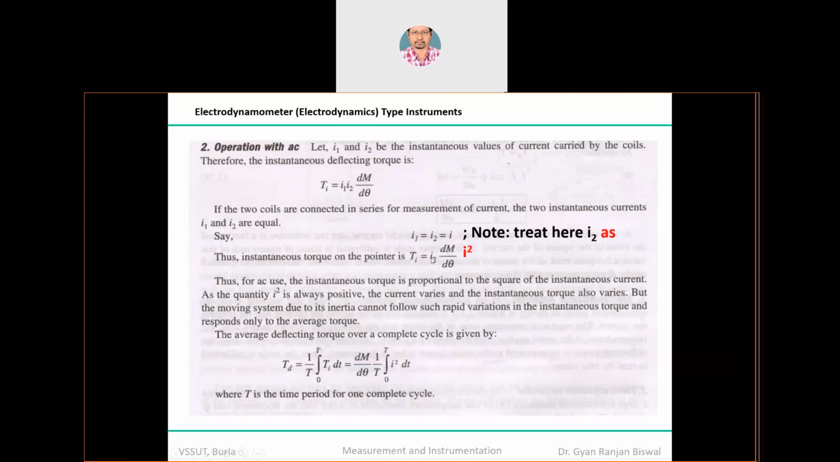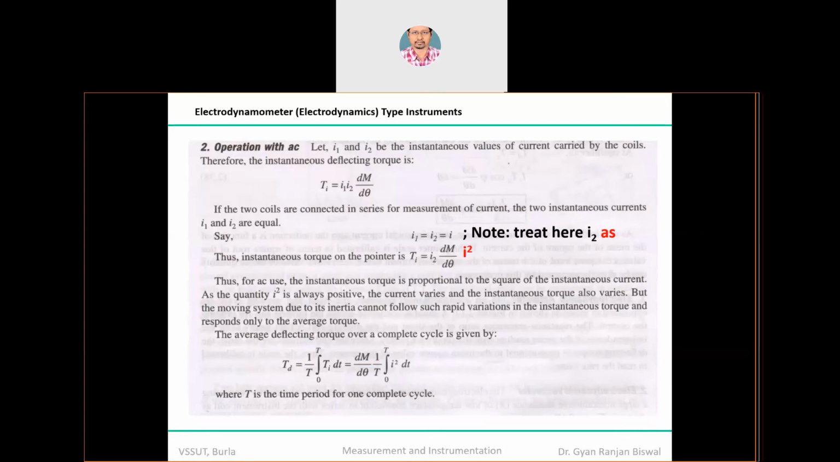This is not I2. Remember, in this equation there is a printing mistake. It is not I subscript 2. In the second equation, where it mentions the instantaneous torque on the pointer, it should be Ti is equal to i square dM by d theta. I have mentioned it in red color, so correct it if you go through that kind of book. So for an AC supply, the instantaneous torque is proportional to the square of the instantaneous value of the current.